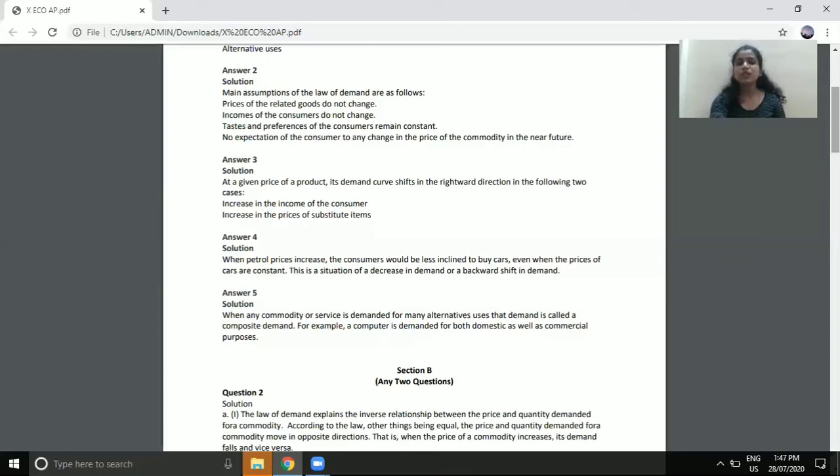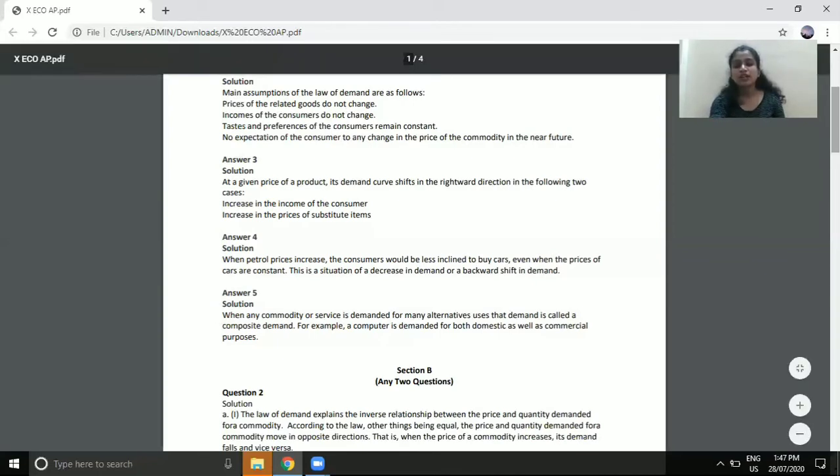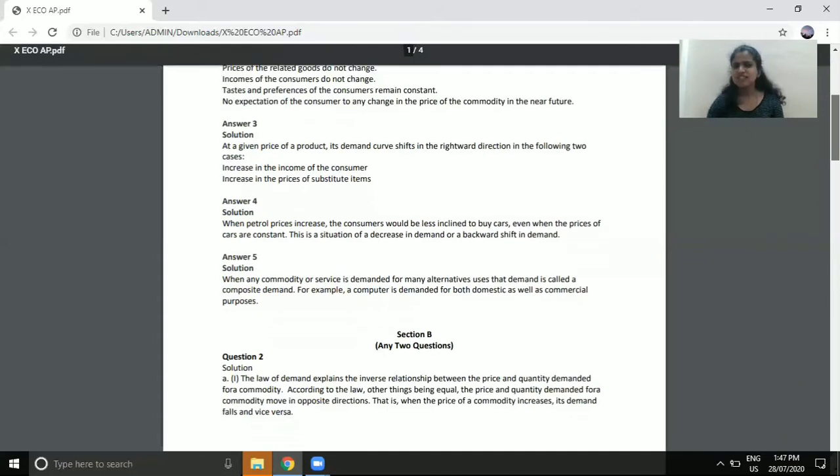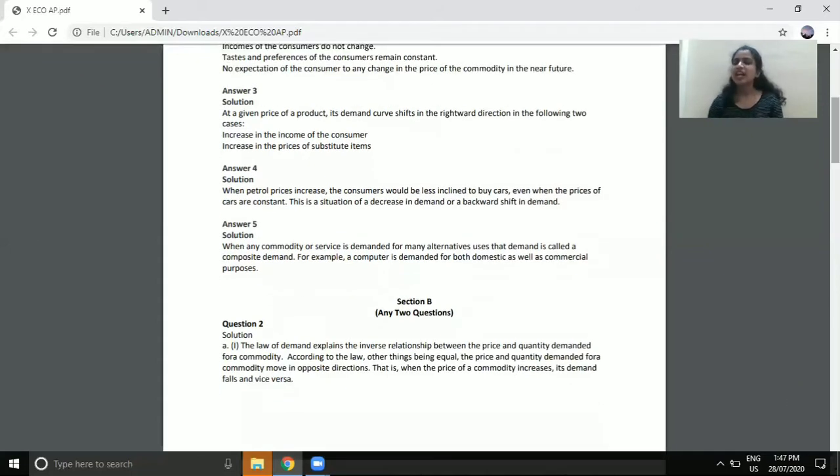The next question is question 1E. What is composite demand? Now this is a very easy question, right? Any commodity that has several uses, alternative uses is said to have composite demand. Let me give examples. A computer is demanded for both domestic as well as commercial purpose, so it is having composite demand. Milk is demanded for several uses, so that is also having composite demand. So you can add as many examples as you wish to add, and you can take the liberty of writing this answer in your own words. It's quite a simple question.